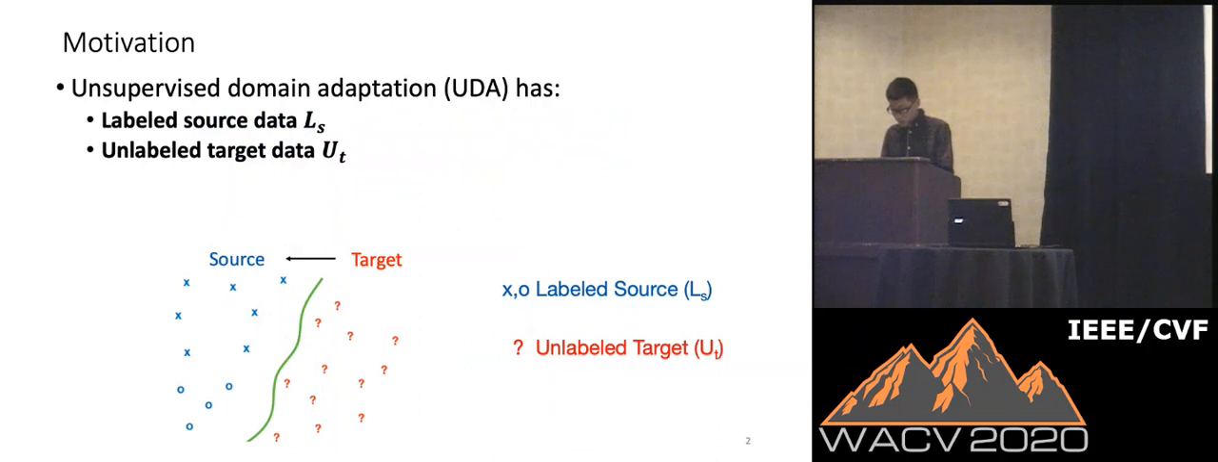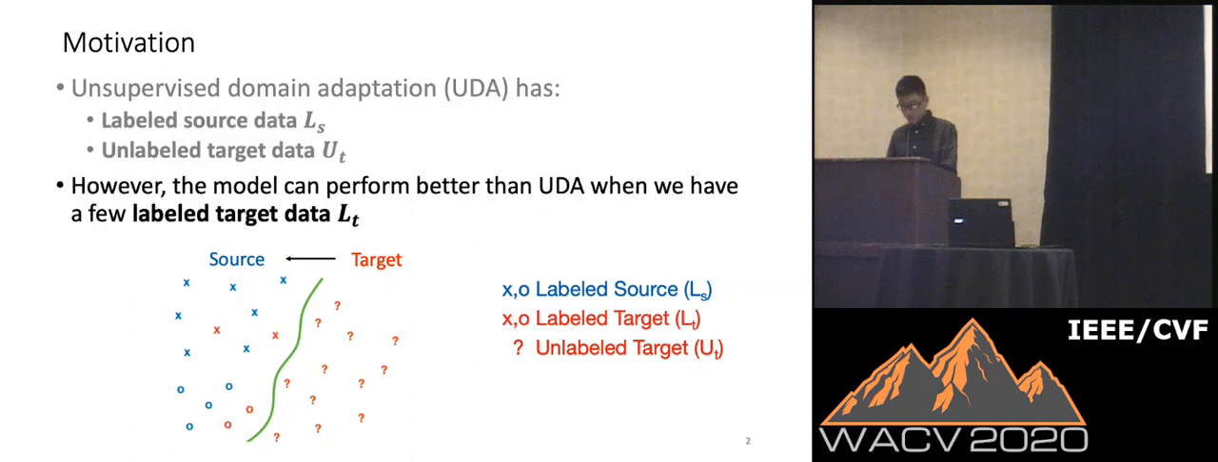Typical unsupervised domain adaptation has labeled data from the source domain and unlabeled data from the target domain. The goal is to perform well on the target domain. However, if we have a few labeled data in the target domain, the model can perform better than using UDA techniques alone. This is also a more realistic scenario where we have a budget to limit labeled images in the target domain.